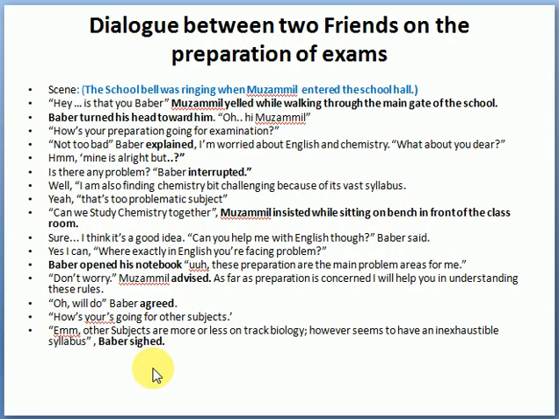This is a dialogue between two friends on the preparation of exams, and here too the scene has been described: the school bell was ringing when Muzammil entered the school hall. So this is a conversation that takes place in the school hall. Noticeable over here is also the use of the dialogue tag yelled. And alongside this dialogue tag, you may notice the action of the characters. Muzammil yelled while walking through the main gate of the school. Babar turned his head towards him.